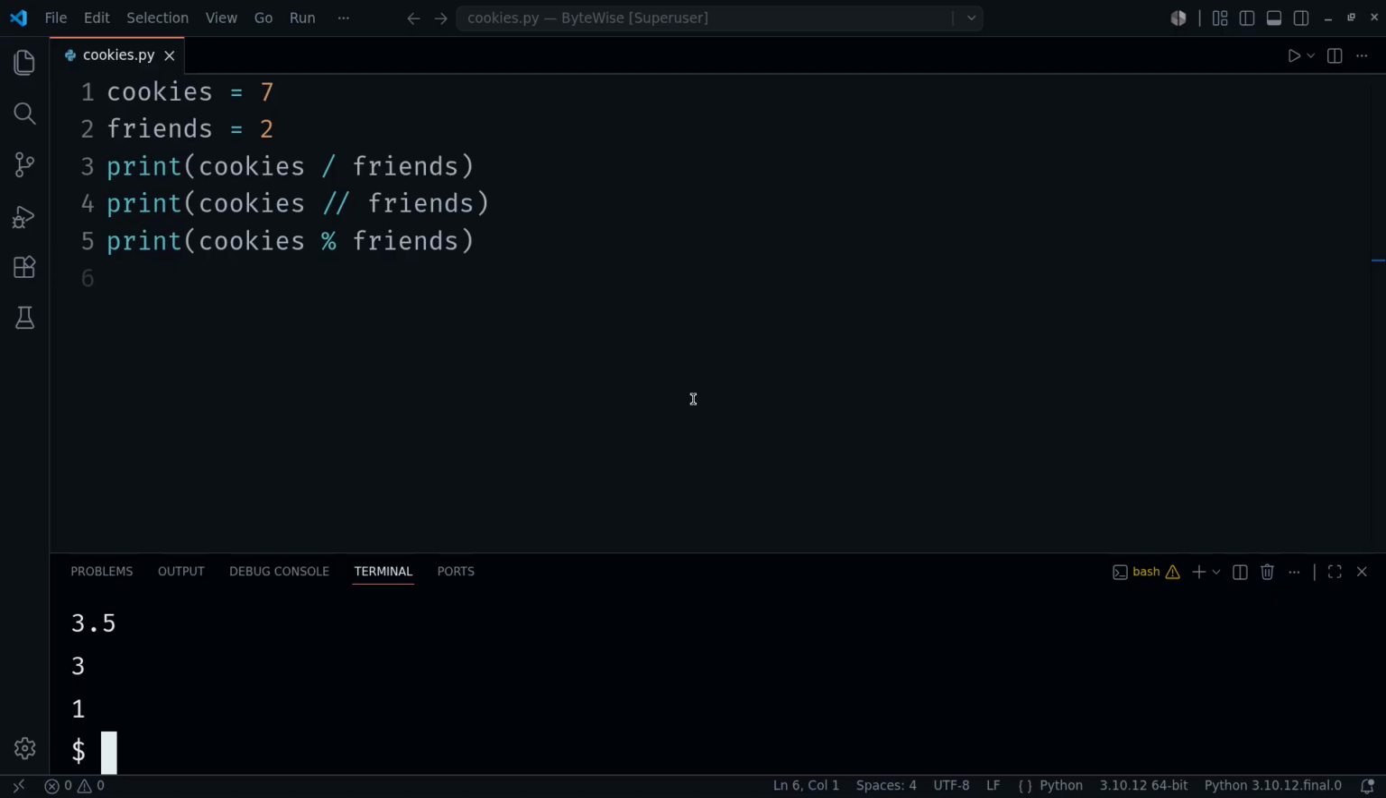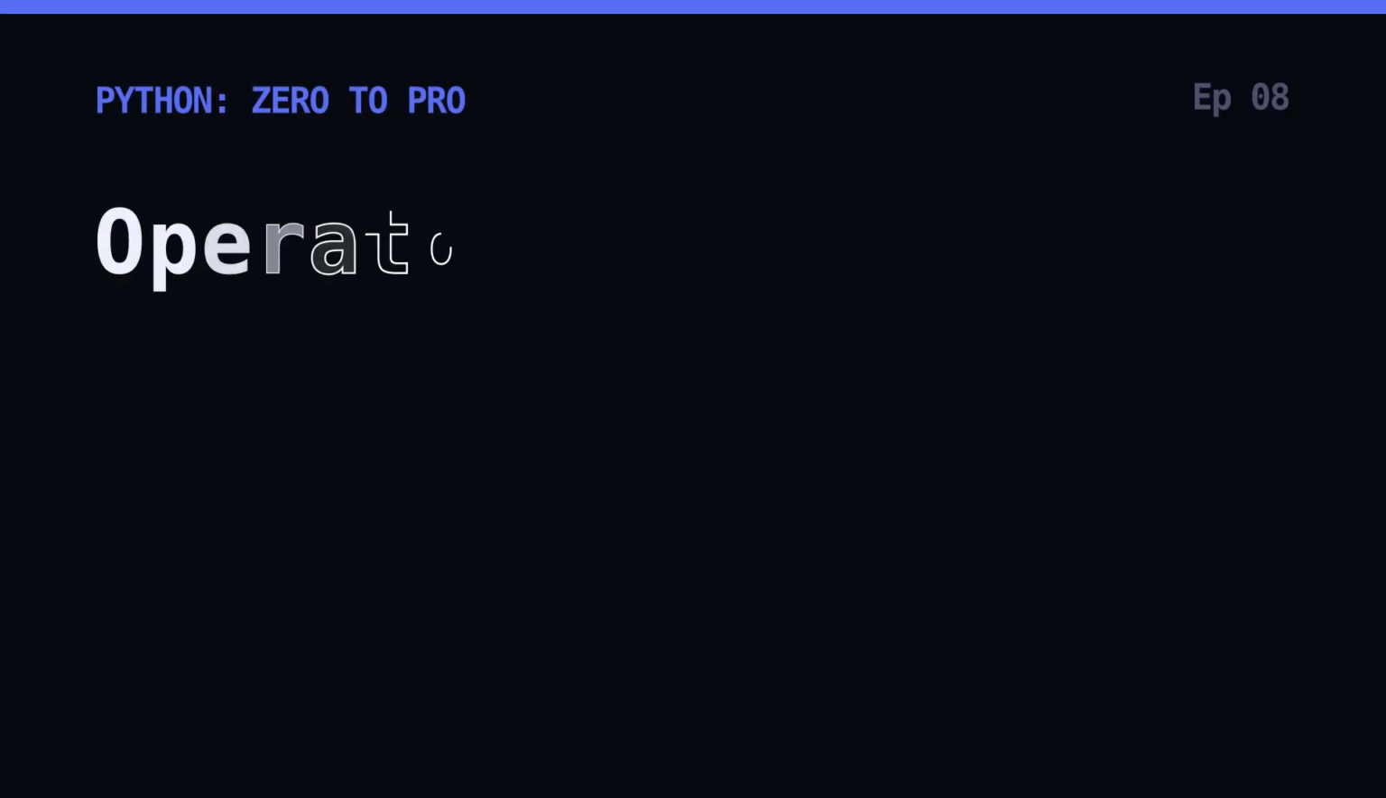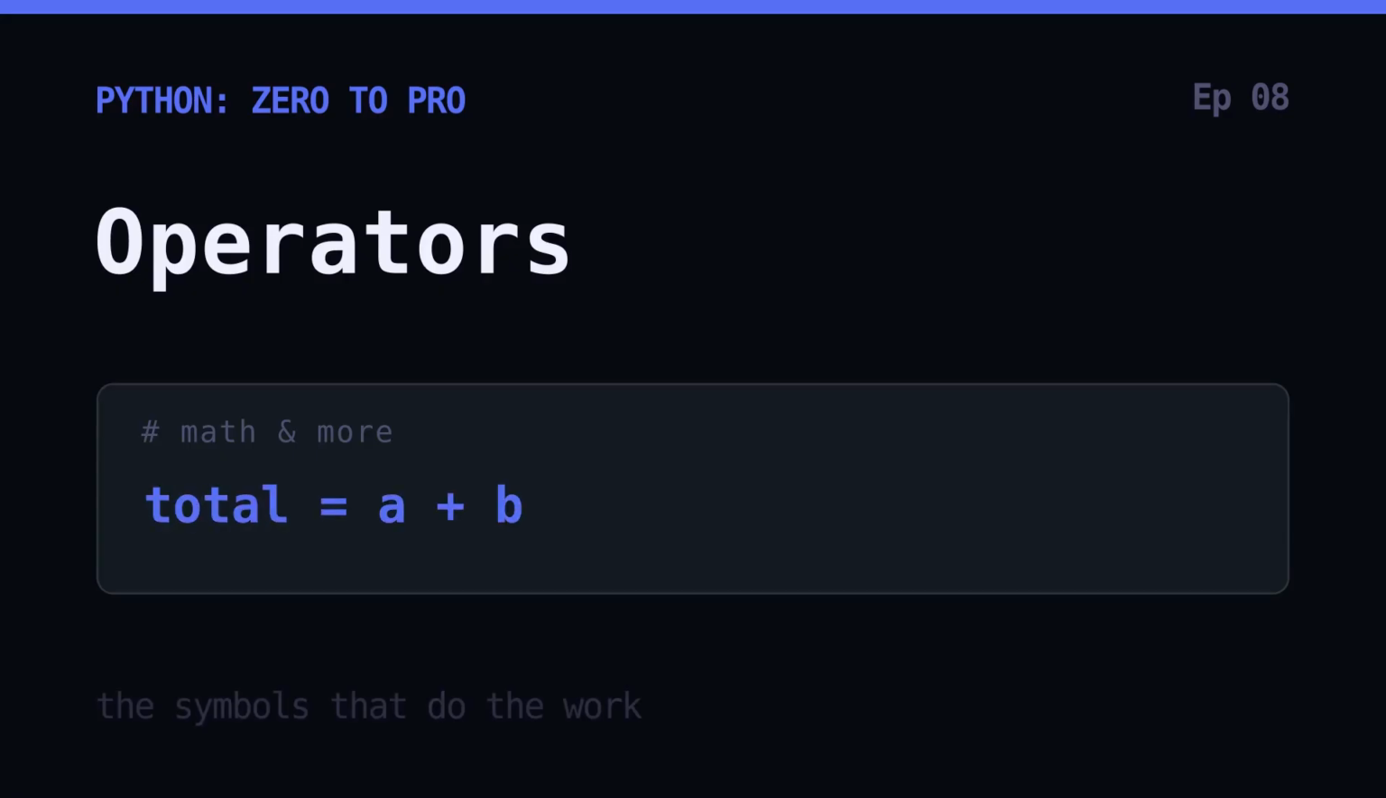That single slash, that double slash, and that % sign are 3 of the most useful tools in Python, and by the end of this, you'll reach for all of them without thinking. Let's earn them. Operators. The little symbols that do things to your values.